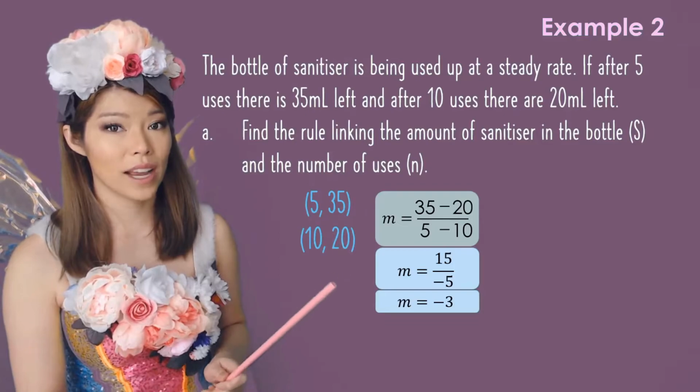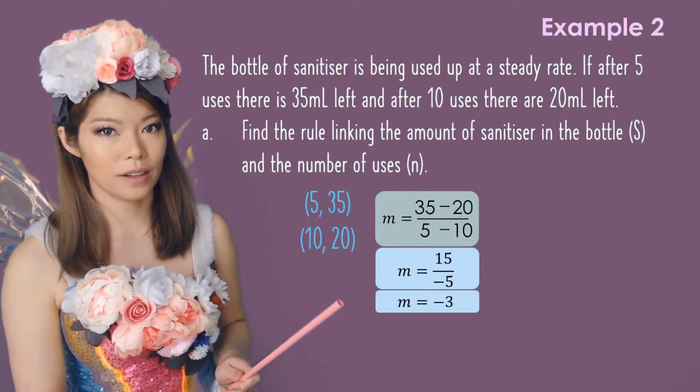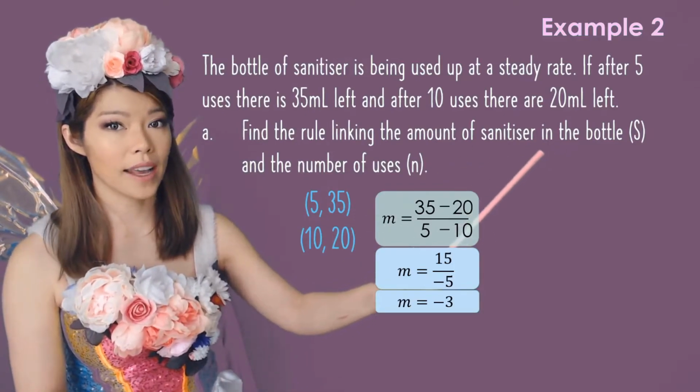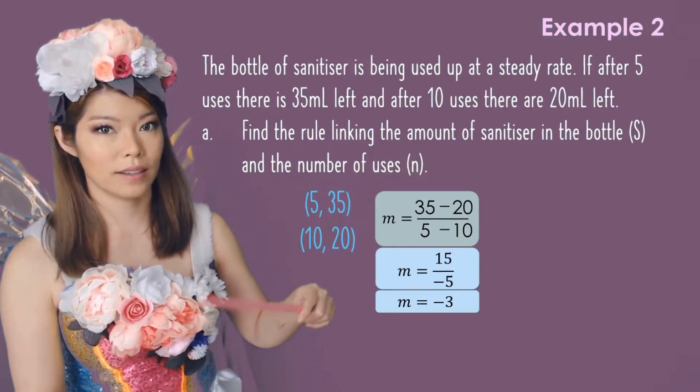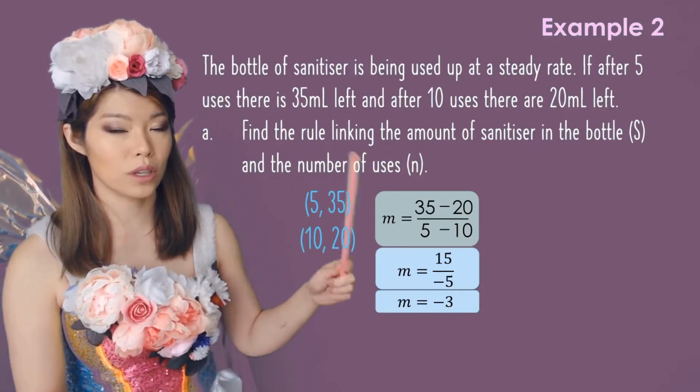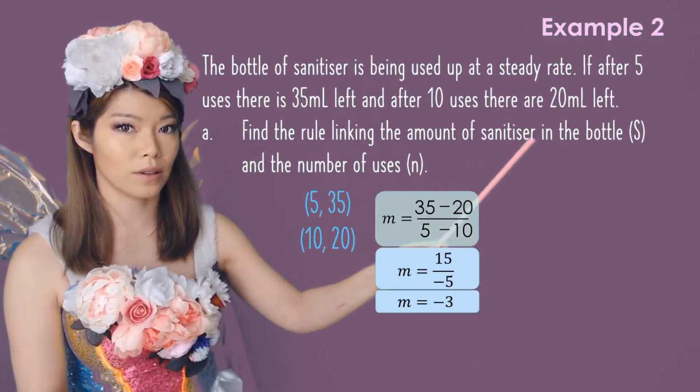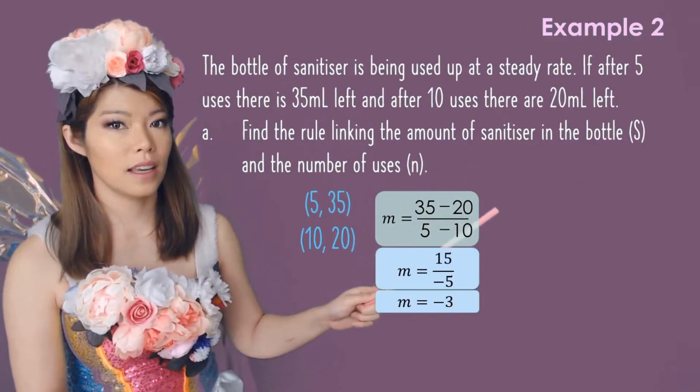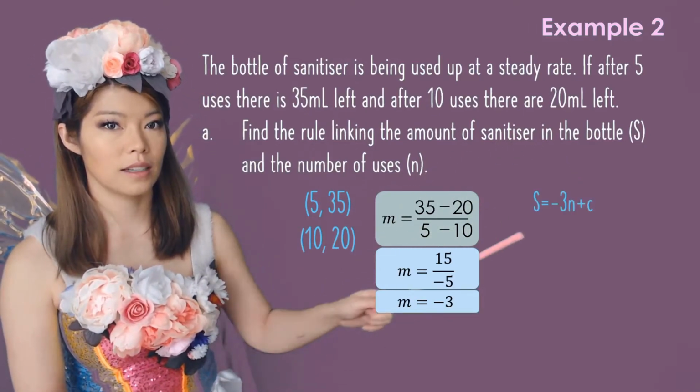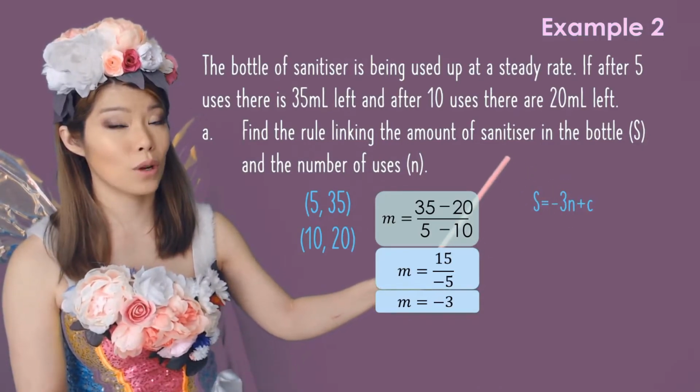Now that we have the gradient, how would we write the equation? Now we notice S is our y and n is our x, because n is the number of times we're using it and S is the total amount. So we can write S equals the gradient times n plus c. And now we're looking for c.